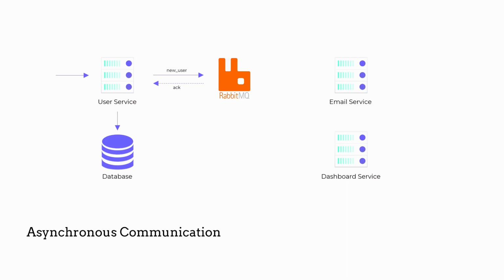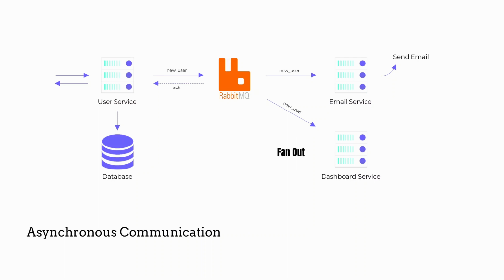On getting this acknowledgement, the user service sends back a response to the end user. RabbitMQ, on the other hand, will forward the event to whoever is subscribed or interested in it. In this case, our subscribers are the email and dashboard microservices. RabbitMQ will also take the responsibility of retrying in case of failures.